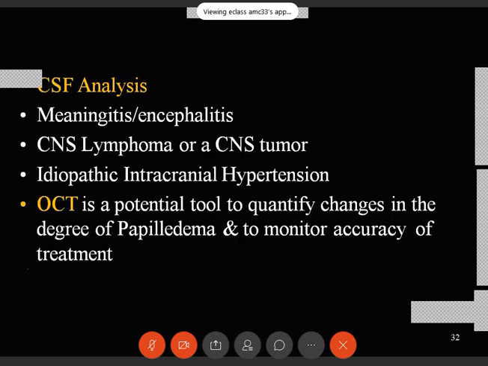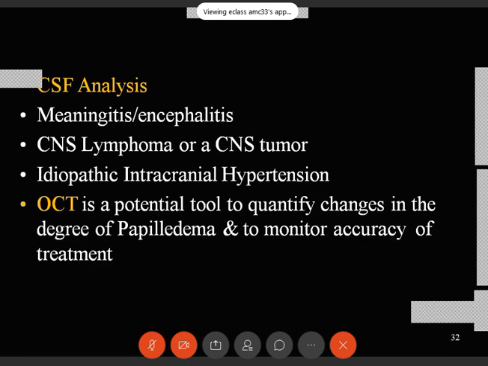CSF analysis: by CSF analysis we differentiate whether it is meningitis or encephalitis. You can also diagnose CNS lymphoma and CNS tumors. CSF analysis is a must, as is for idiopathic intracranial hypertension. CSF analysis must differentiate whether the papilledema is due to meningitis, encephalitis, lymphoma, or CNS tumors.